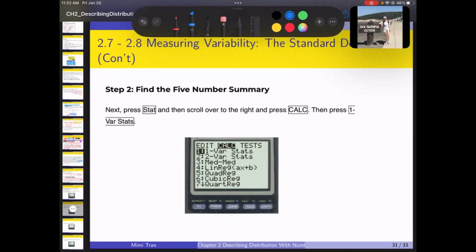Oh no, that's wrong. Clear. Don't go out of it. Quit, second quit. You go to stat, and then edit, enter. Then plug in the data points: 3.8, 1.9, 12.1, 14.4. Now go to stat again, go over to calc, just press enter. And there you go.